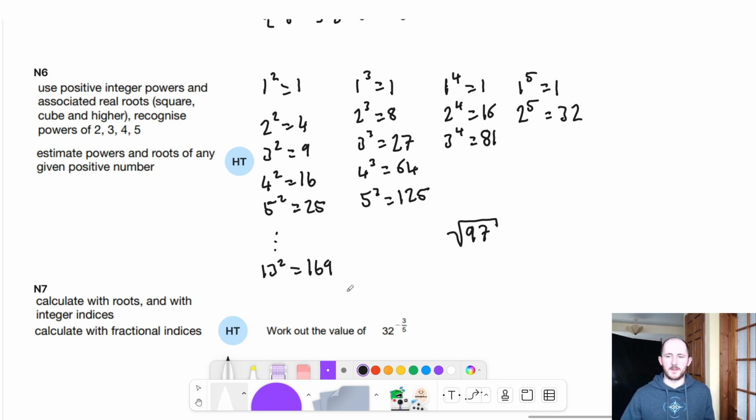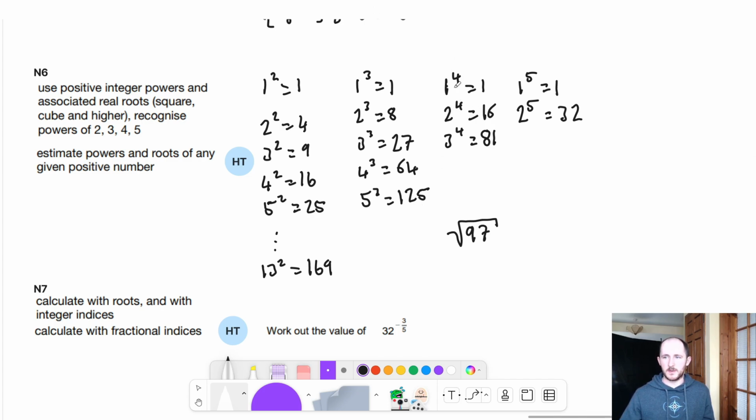So if they gave you the square root of 144, you could go up in your square numbers until you get to 12. If they gave you the cube root of 64, you could go up in your cube numbers until you get to 4. And so on. With cube numbers, you should know up until 5 cubed. Again, this is just what's commonly been asked, right? So I have researched all of the papers, and these are the ones that I think you should know by heart.